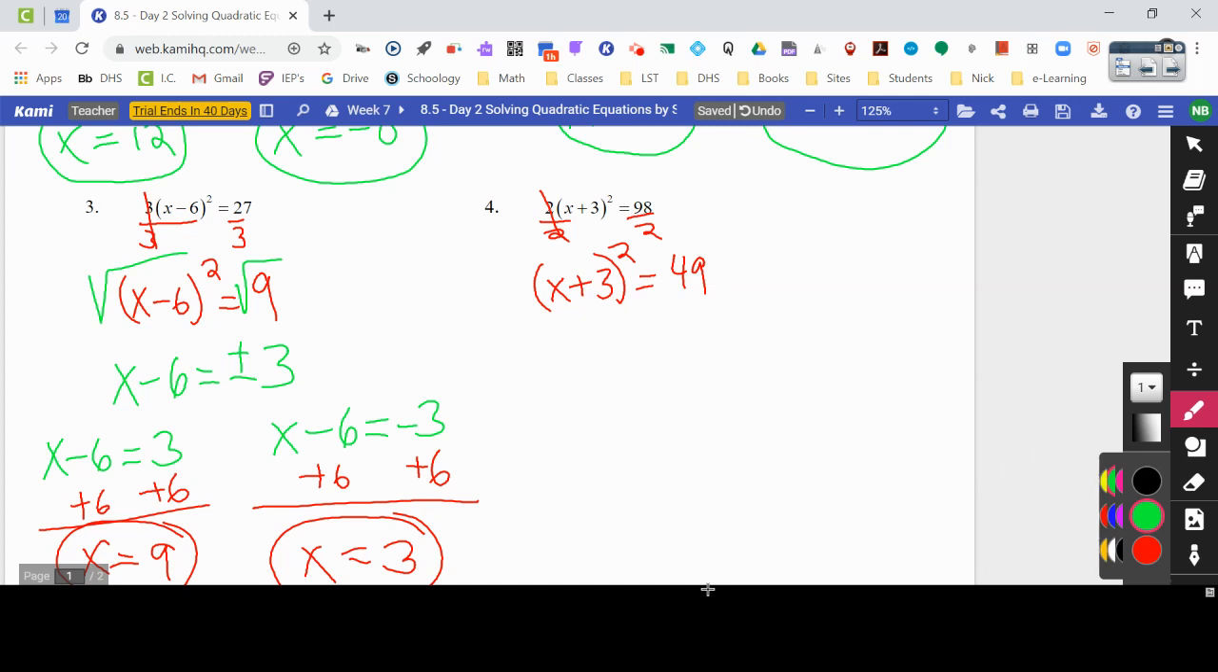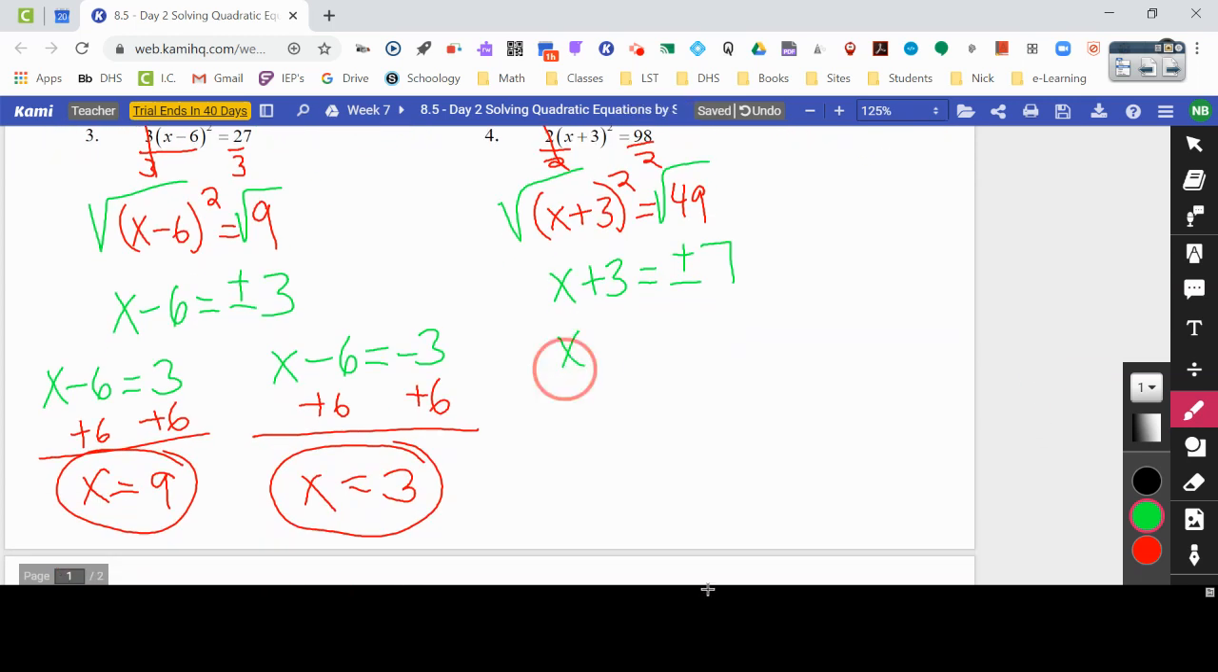All right, now I'm ready to take the square root of my left side. I take the square root of my right side. All right, again, I do that to get the x plus 3 all by itself, right? Because the square root will undo the square. So now you got x plus 3 is equal to plus or minus, and the square root of 49 is just 7.